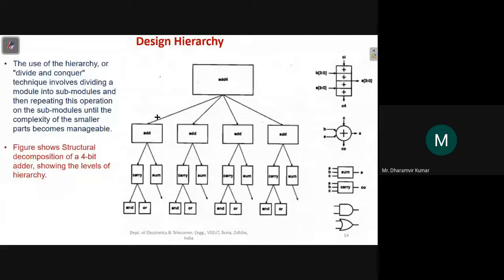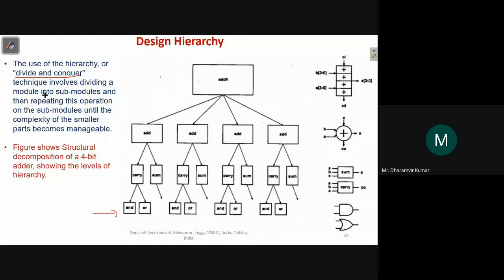Now look at here, the design hierarchy part. The design hierarchy basically uses the concept of divide and conquer. If there is a complex design, it can be divided into simpler designs, simpler components. Again, that component can be divided into even simpler components, and this division will go on until we reach the level at which the management of the components is easy.